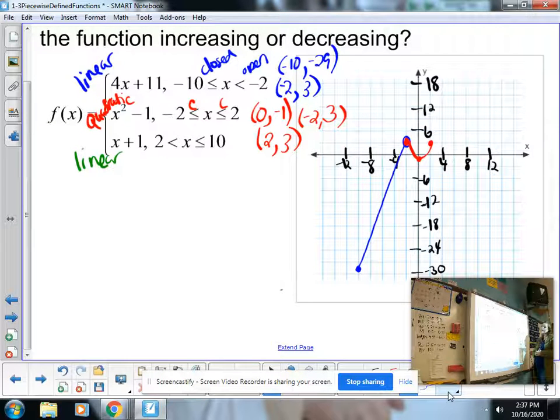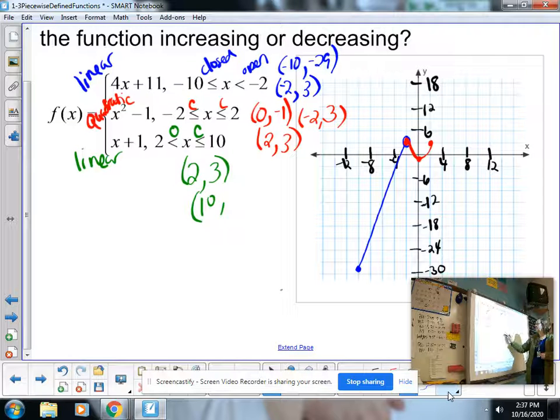Lastly, then, we have this linear piece at the bottom. And again, I have boundary points, so I'm going to use both of those. The 2 is actually going to be open, and the 10 is going to be closed. When I plug in 2, 2 plus 1 is 3. Remember, that's open. When I plug in the 10, 10 plus 1 is 11. That one is going to be closed.